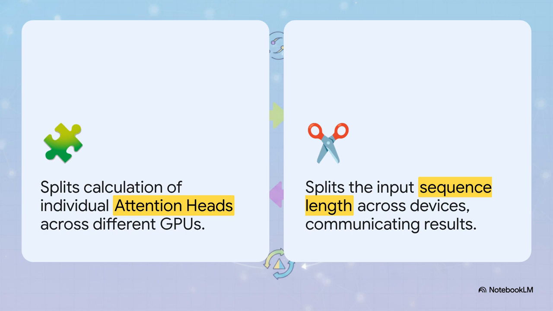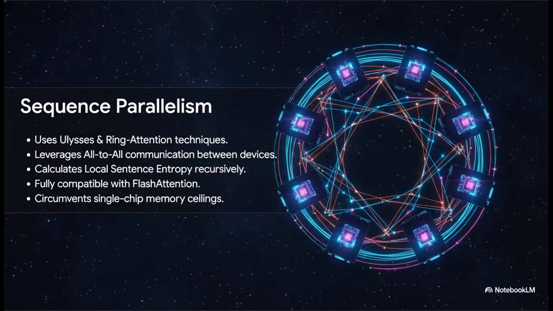It splits the tokens across devices, and then those devices communicate their partial results to each other to form the final coherent output. Using really clever techniques like ring attention, we set up an all-to-all communication network. Imagine 8 GPUs sitting in a circle, passing those local sentence entropy updates to their neighbor like a baton in a relay race. This continuous recursive loop lets them completely bypass single-chip memory ceilings, meaning they can process book-length sequences that would instantly crash a single chip.